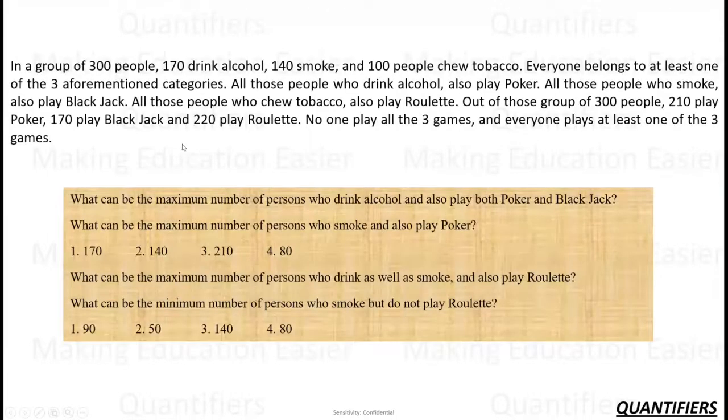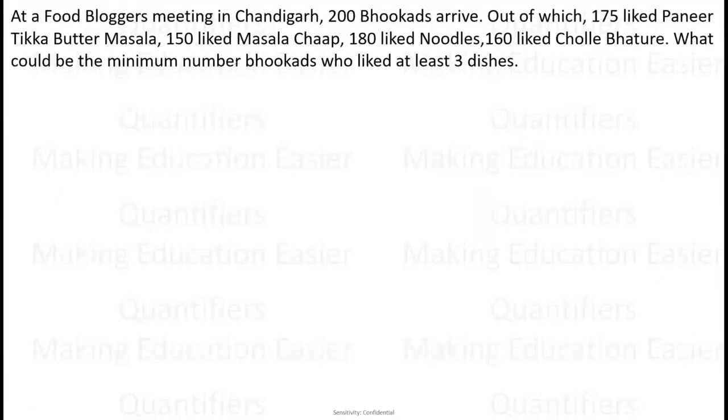ओके, यहाँ पे है अपने पास क्वेश्चन। कहता है, एट अ फूड ब्लॉगर्स मीटिंग इन चंडीगढ़, 200 भुक्कड्स अराइव, आउट ऑफ विच 175 लाइक पनीर टिक्का बटर मसाला, 150 लाइक मसाला चाप, 180 लाइक नूडल्स, 160 लाइक छोले भटूरे. So all in all there are 200 people and there are four types of item that they like. So 175 like type A, 150 like type B, 180 like type C, and 160 like type D. Right. So these are the four types.